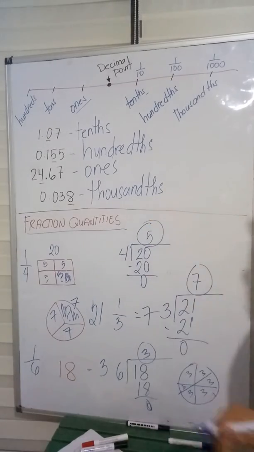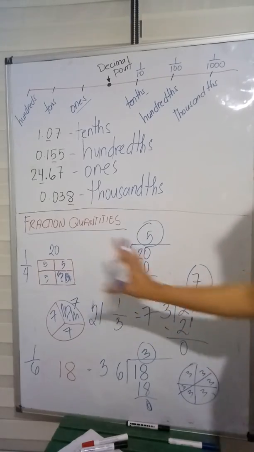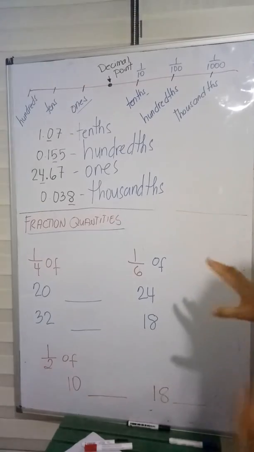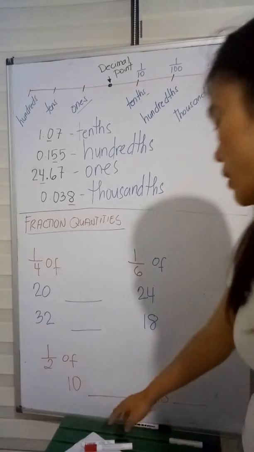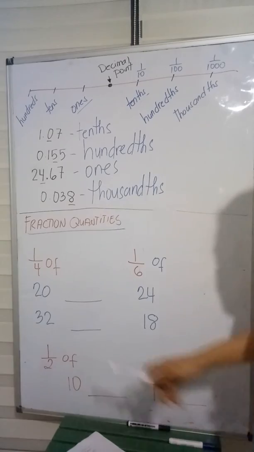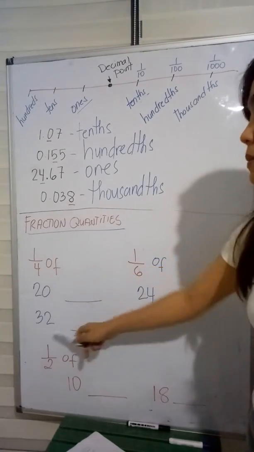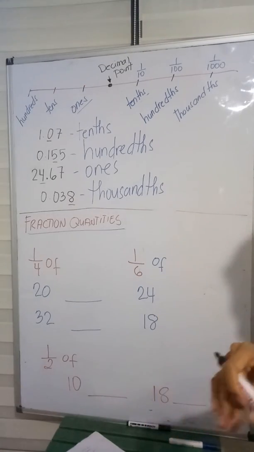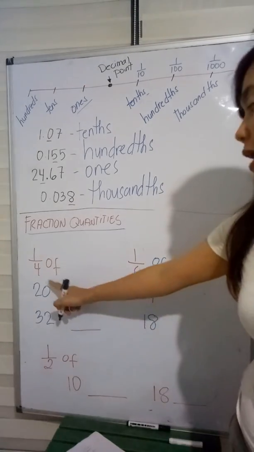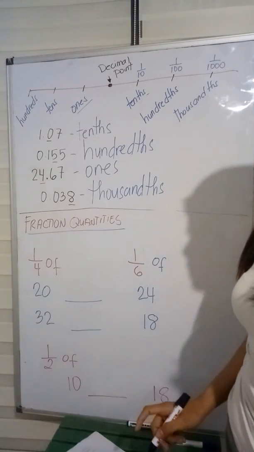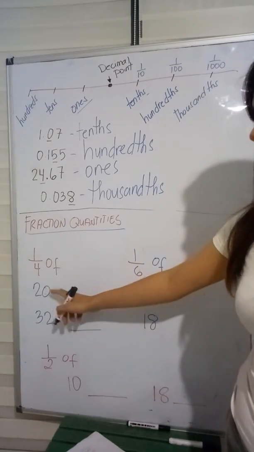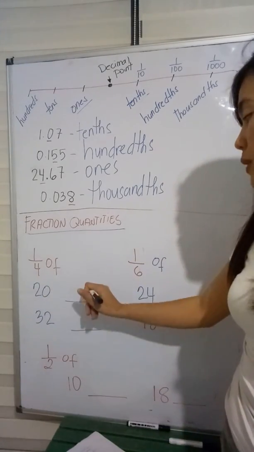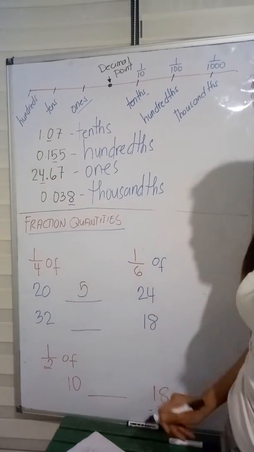So for fraction quantities, your activity will look like this. For your activities, it will look like this. You will see questions like 1/4 of, and then you will see numbers down here. 1/4 of 20. So again, as I have explained earlier, you just divide the number by your denominator. So 1/4 of 20, you just divide 20 by 4. 20 divided by 4 is 5. So 1/4 of 20, the answer is 5. So you answer like that.